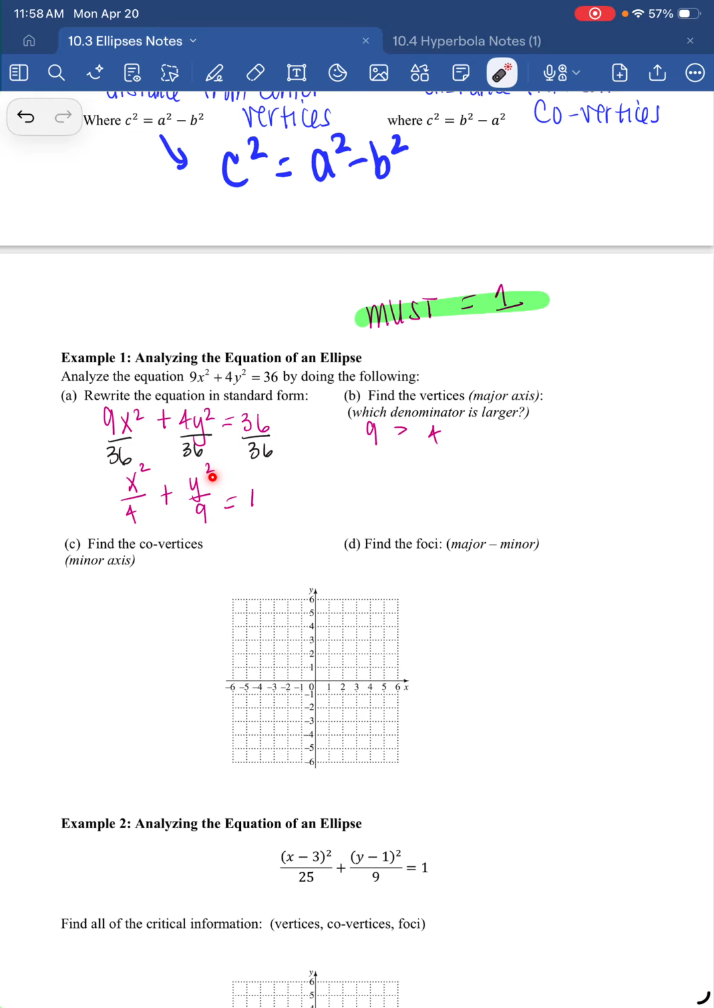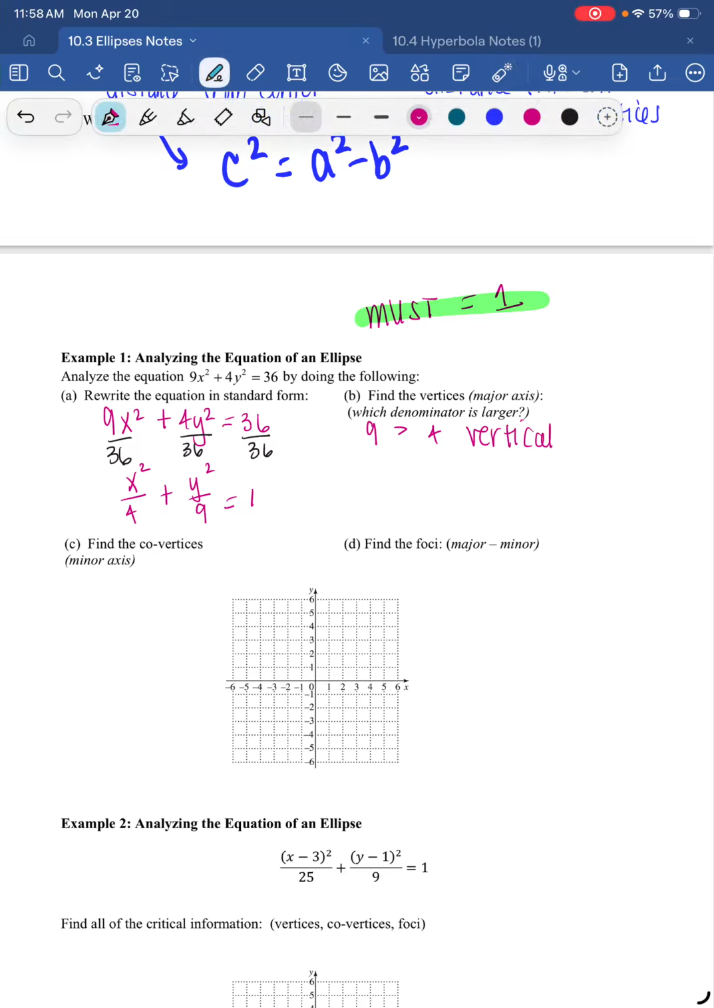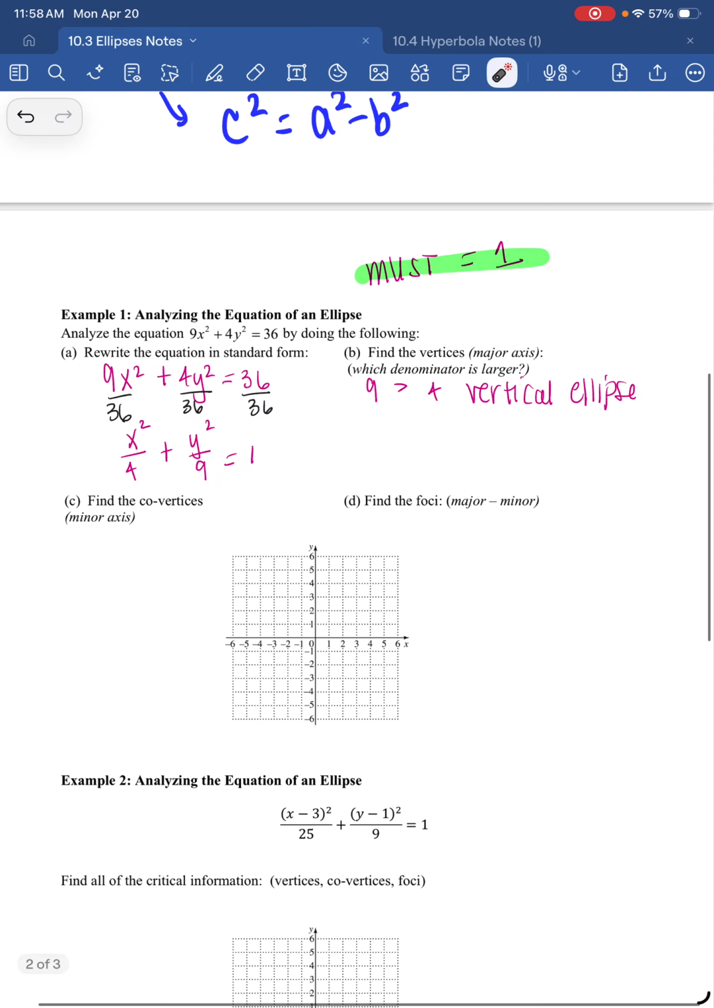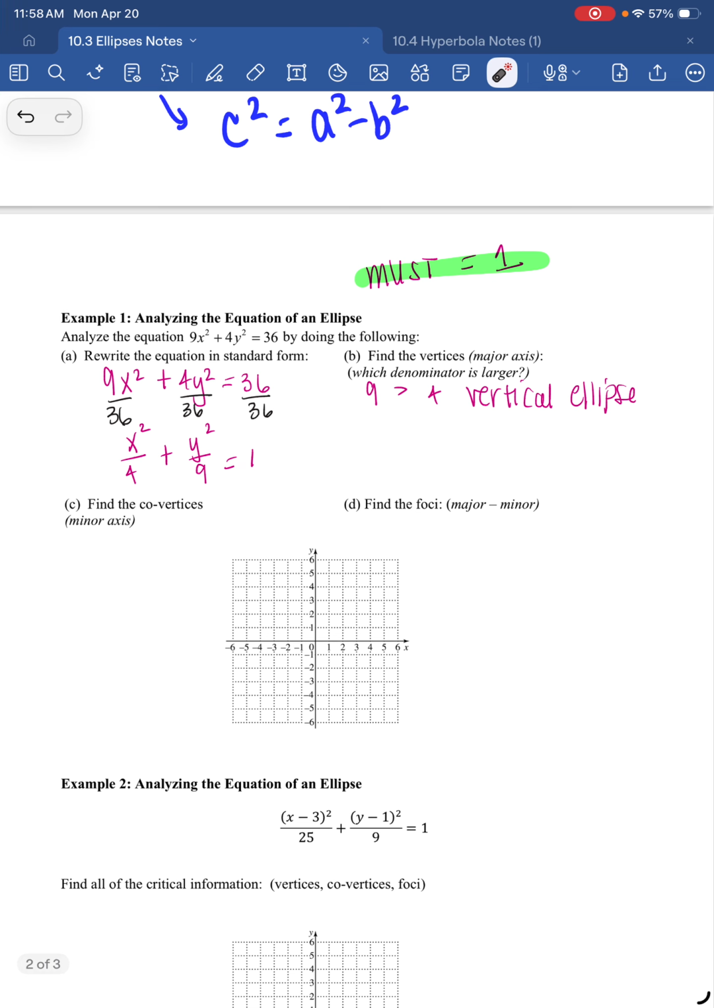Notice that 9 is underneath y, and y is vertical. So this is going to be a vertical ellipse, and that is simply because the 9 is underneath the y. So this ellipse is going to be taller than it is wide. The center of this ellipse is at the origin. Nothing's being added or subtracted. So I'm going to put my center at the origin.